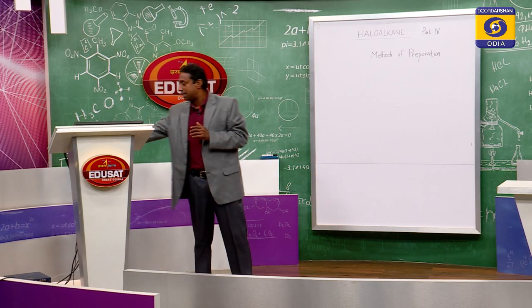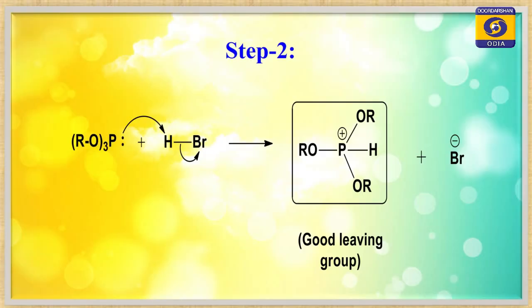This trialkoxyphosphine, you see in the next slide, when it reacts with HBr, then phosphorus takes up the hydrogen, forming a very good leaving group. See, a good leaving group is required to remove the OH from the R group and to introduce the halogen. So, once the good leaving group is formed, meaning the oxygen and phosphorus bond, then the bromide ion attacks in this way.